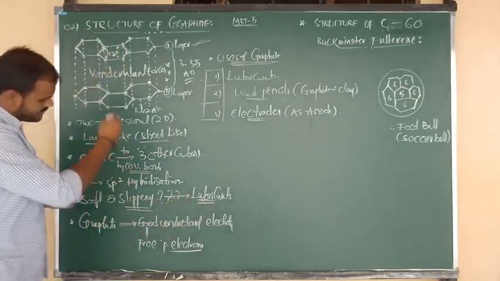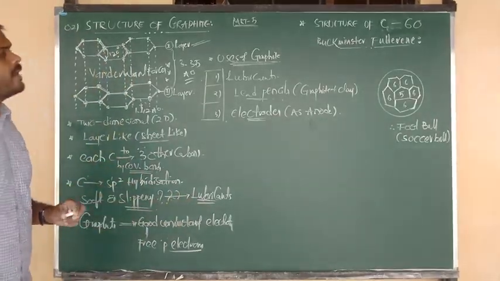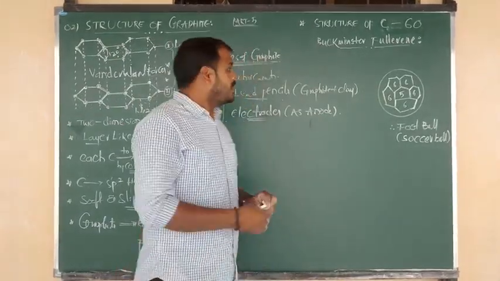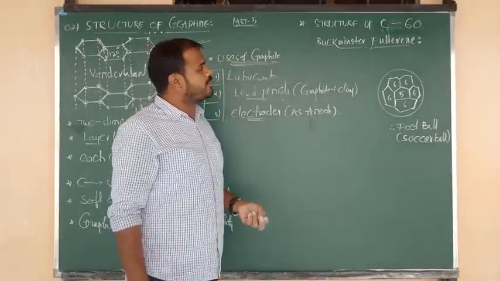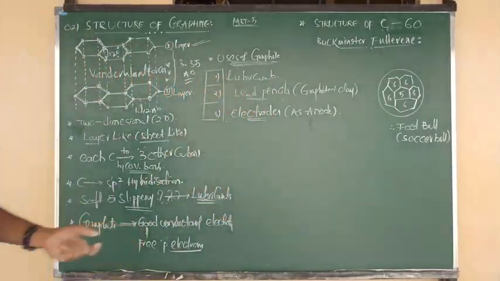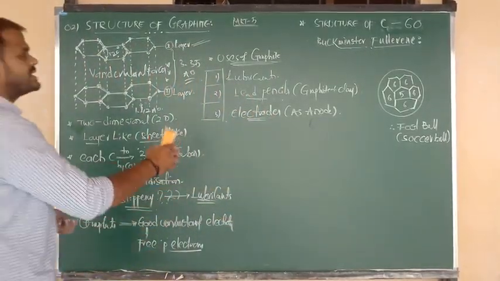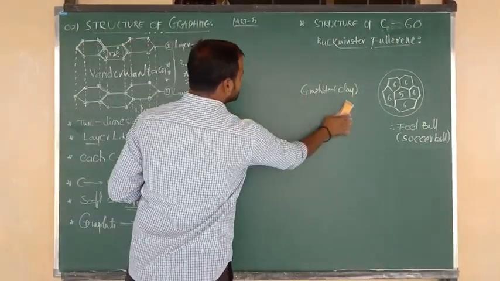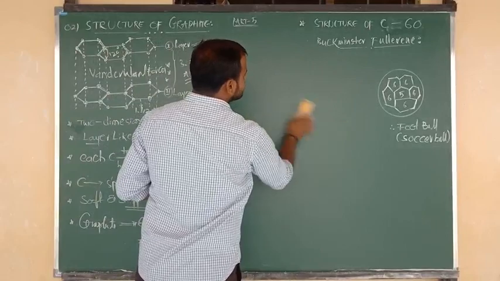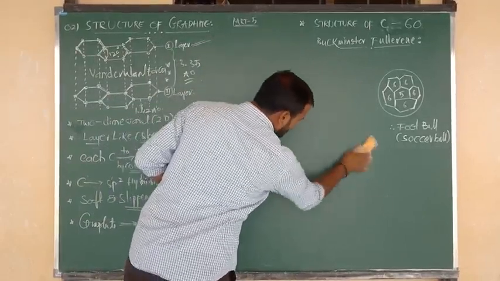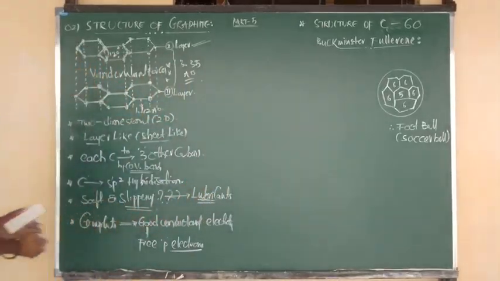Diamond and graphite, everything I have given clearly. Now I am going to discuss the fullerenes. About the fullerenes, I am going to give you the information. What is the name of such fullerene? C60 molecule, and also we can say Buckminster fullerene. What is meant by Buckminster fullerene, how the structure is, and what the uses of fullerenes are, all that information we are going to discuss now.